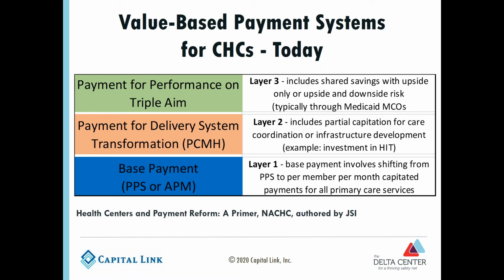So you'll get a fee-for-service payment, and then if you have a patient-centered medical home and a patient-centered team, there are certain goals and objectives you may have added on that you can get a capitation payment on top of your fee-for-service for that. And then the performance on a triple aim, shared savings with upside only or upside and downside risk, typically through MCOs.